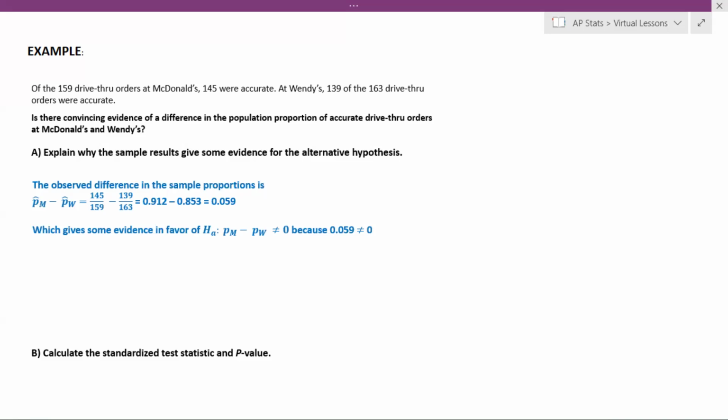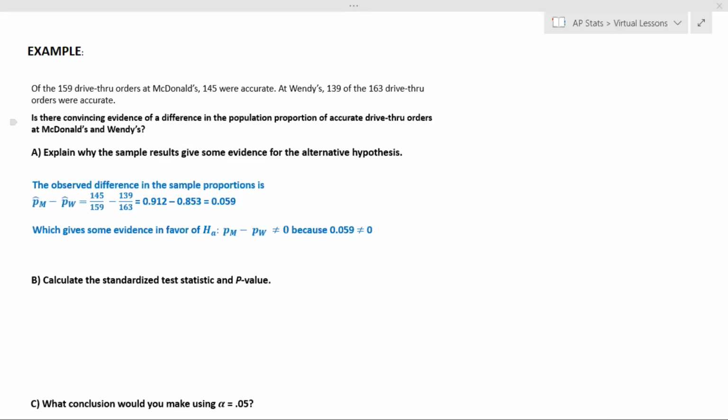That doesn't answer the question of whether or not that is convincing evidence, and that's why we have to do the full hypothesis test. So the next thing we're going to do is calculate the standardized test statistic and p-value. First, we calculate the combined proportion. You take the number of successes in each sample, add those together, divided by the sum of the sample sizes, and you get 0.882. We did that in a previous step.